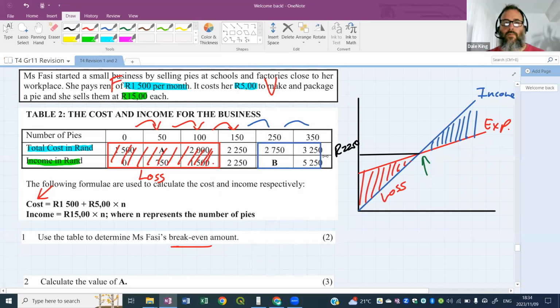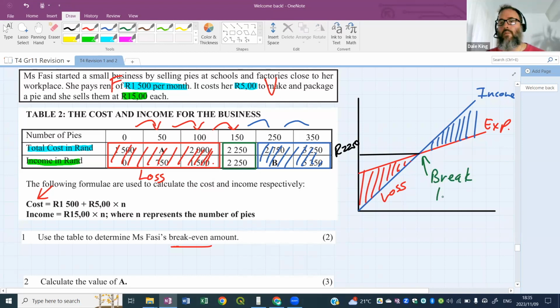So the right-hand side of the table is the profit side of the table here. And this part in the middle is the break-even part. I'll use green here. So this green arrow that I've got here is where we are breaking even.